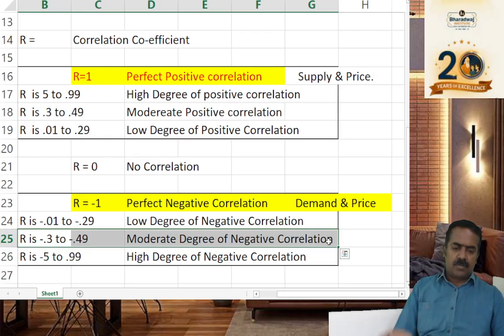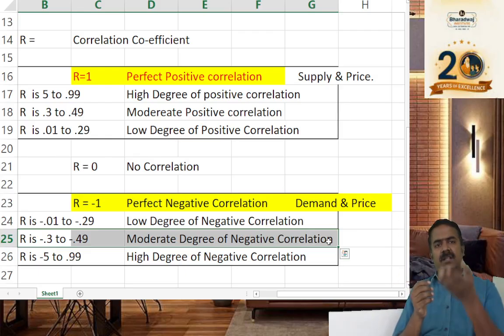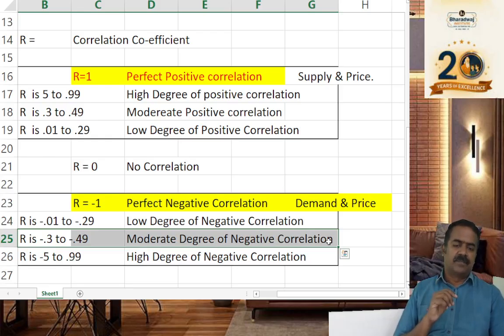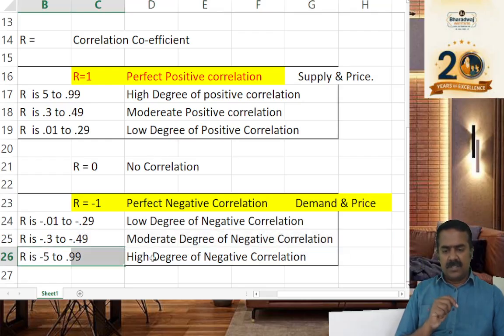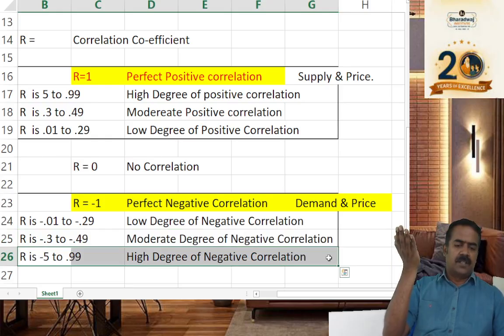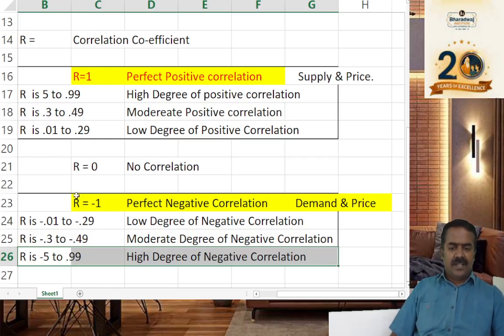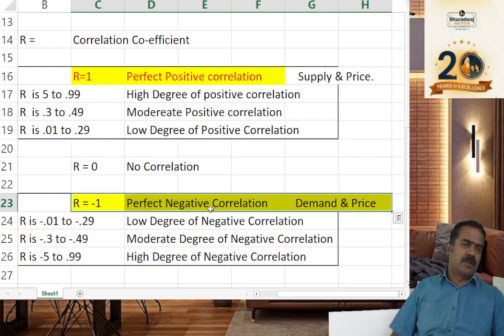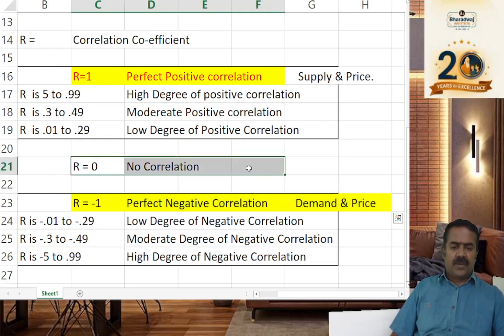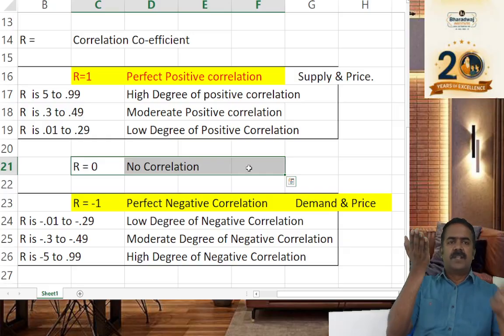Okay. So price moves up by 10%, but the demand falls only by, let us assume, 4%. That is called as what? Moderate degree of negative correlation. So price moves up by 10%, quantity demanded decreases by 8%. That is called as what? High degree of negative correlation. Exact proportional change we call it as what? Perfect negative correlation.